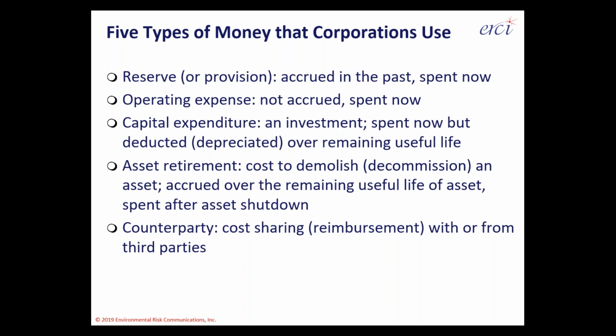that asset. An asset retirement obligation is a type of environmental liability where the cost to decommission or demolish an asset is accrued in part at the very beginning of the useful life of the asset, and then accrued for in the remaining useful life, and then spent after the asset is shut down.